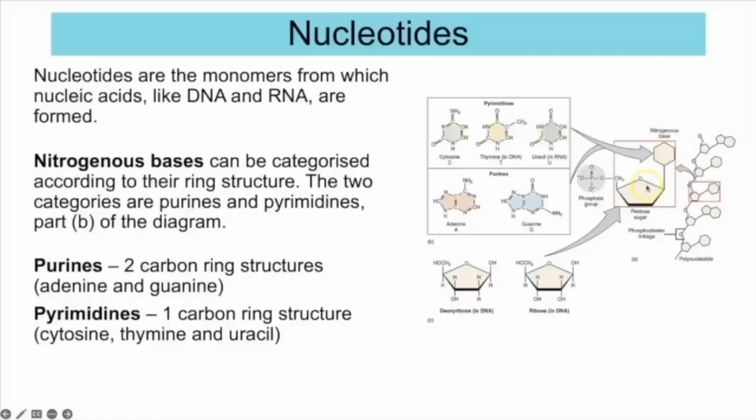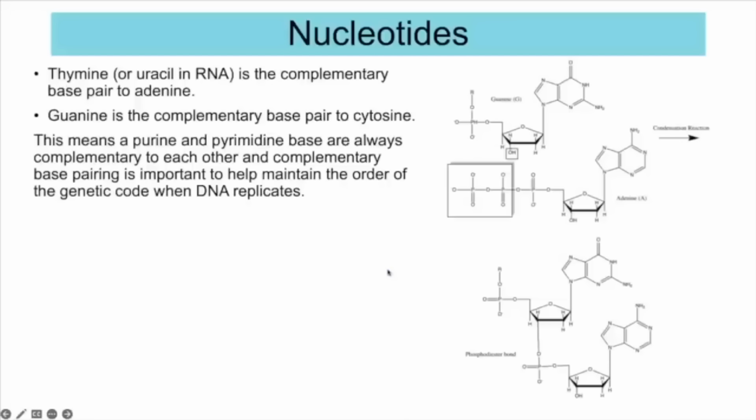The rest of the nucleotide is made up of a pentose sugar, which is ribose for RNA and deoxyribose for DNA. And then finally, both would have a phosphate group. The thymine, or uracil in RNA, is complementary to the base adenine, whereas guanine is complementary to the base cytosine. What that means is you will always have a purine and a pyrimidine opposite each other in the double strand for DNA, and that ensures that the 2 strands are always an equal width apart.